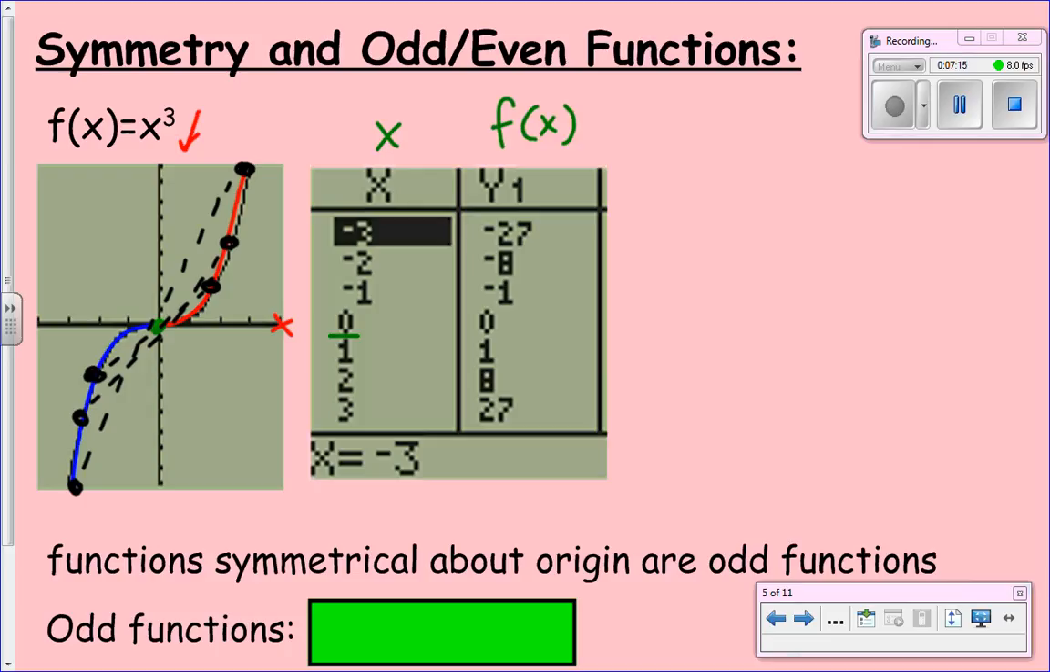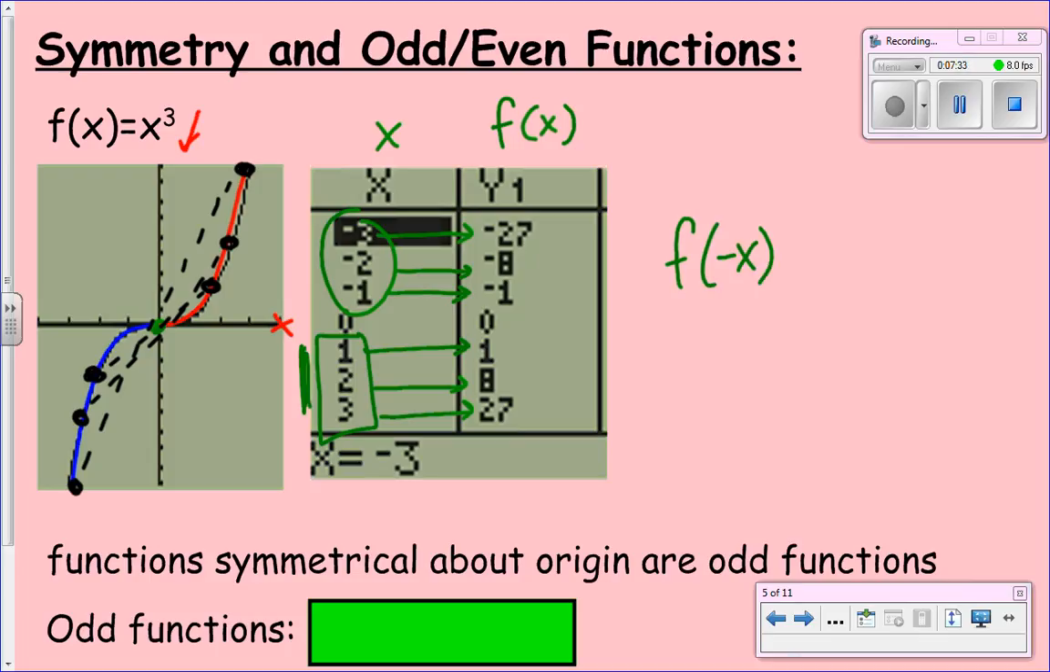Look at the numbers 1, 2, and 3 here and what they output. And then look at the numbers 1, 2, and 3 here and look what they output. They're negative. So that means when I throw a negative value of x in here, when I negate any of these, what happens to my output?